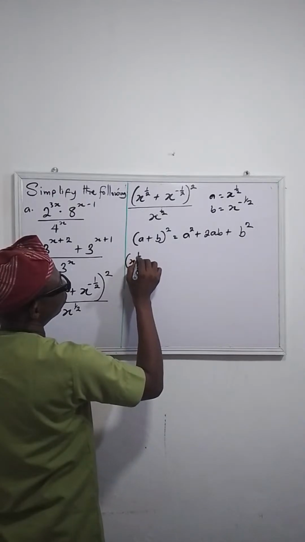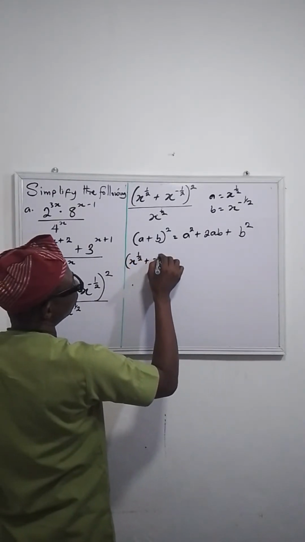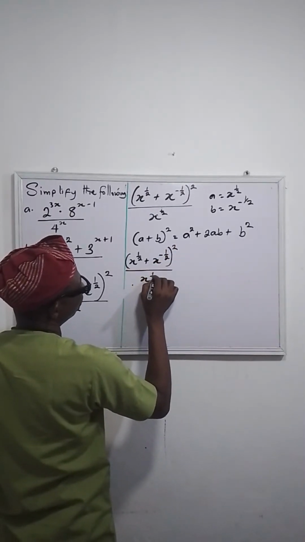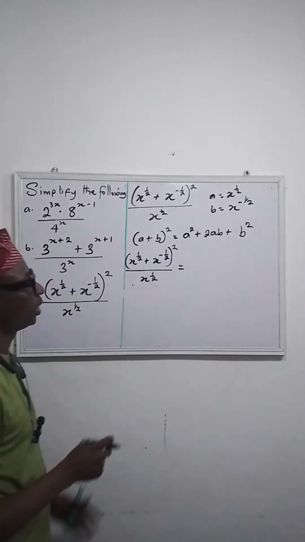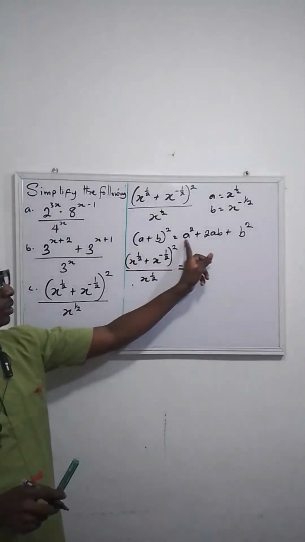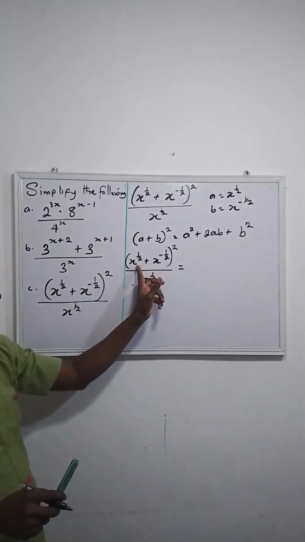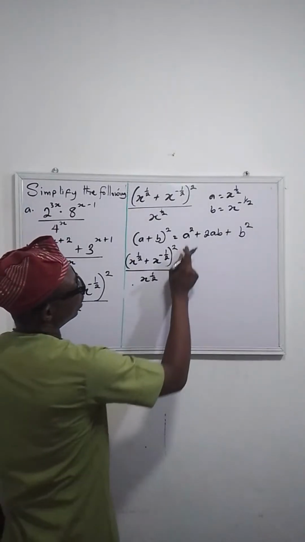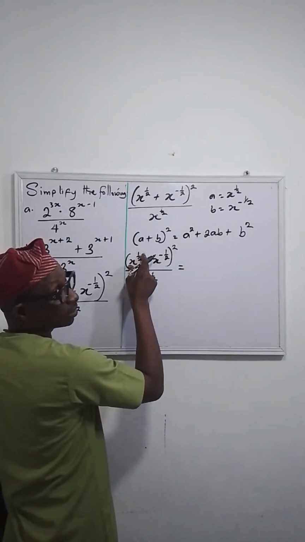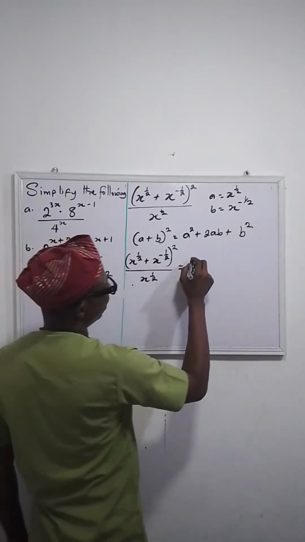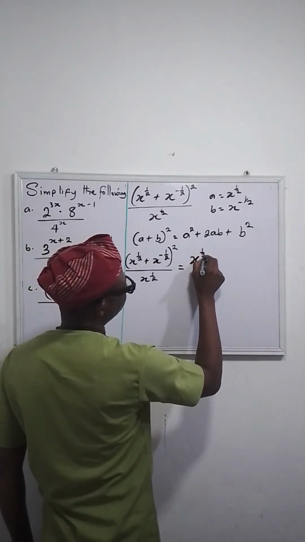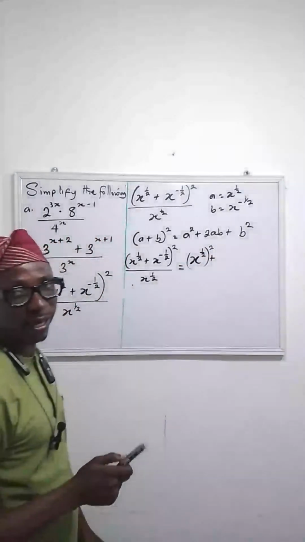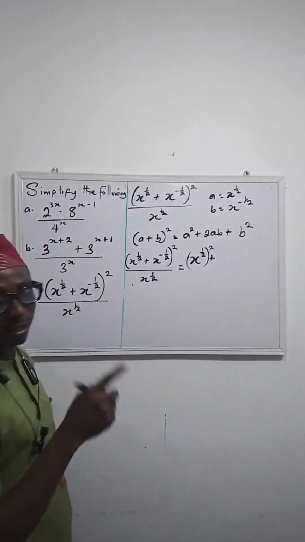x raised to the power of 1 over 2 plus x raised to the power of negative 1 over 2, raised to the power of 2, over x raised to the power of 1 over 2, is equal to, now I'm going to express this in this form. All right, don't forget this is A and this is B. So in place of A now, I have x raised to the power of 1 over 2, all squared, plus 2ab. That is 2 times A times B.